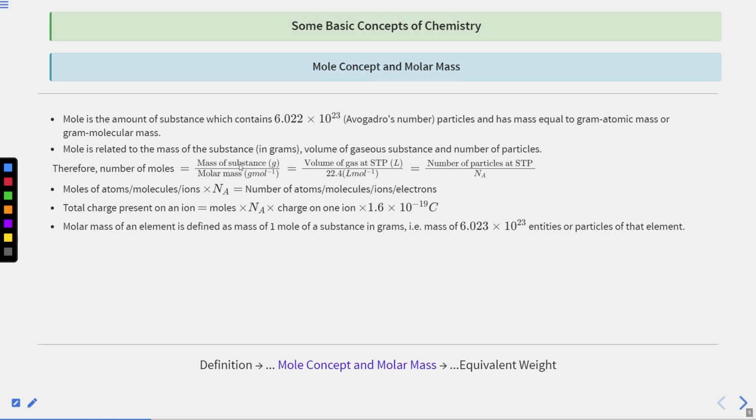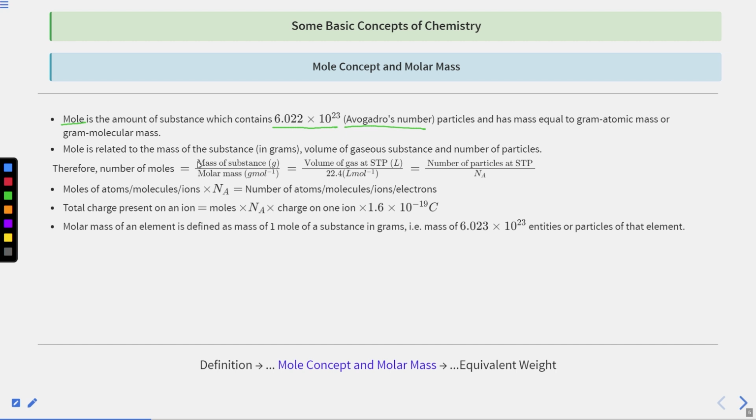Moving to the next slide, which is mole concept and molar mass. Mole is the amount of substance which contains 6.022 × 10^23 particles, and this number is also known as Avogadro's number. It has a mass equal to the gram atomic mass or gram molecular mass. Mole is basically a measuring unit, the amount of a substance which contains Avogadro's number of particles, and every particle has mass.